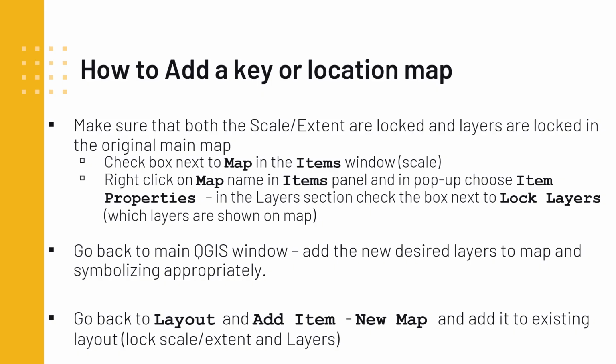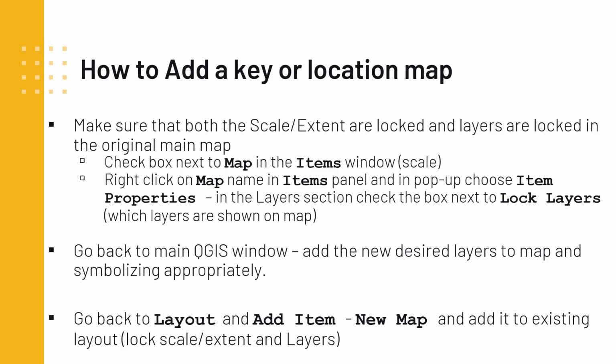Then right click on the map name in the items panel, and the pop-up of the item properties below will appear. In the layers section of that window, check the box next to lock layers. Okay, and those are the layers that are currently being shown on the map, so it's not going to change when you adjust your scale when you go back to the main map window. Next, you're going to minimize your layout window and go back to the main QGIS window. You're going to add your desired layers to your map. You're going to symbolize them appropriately. You're going to zoom in and do your thing.